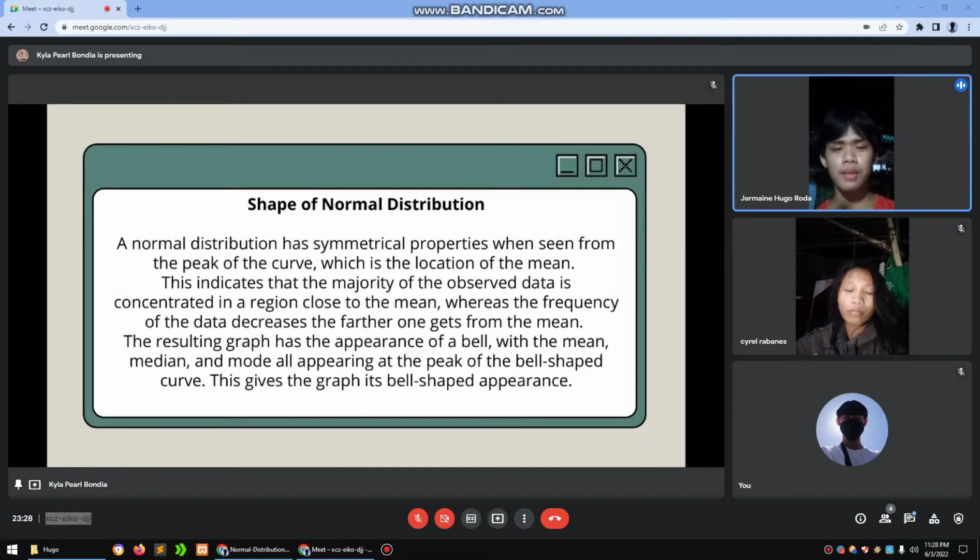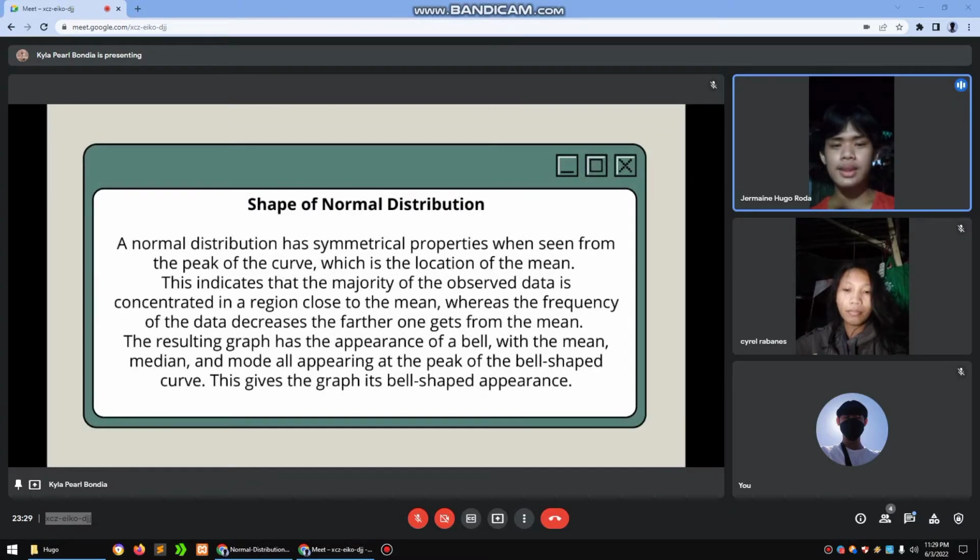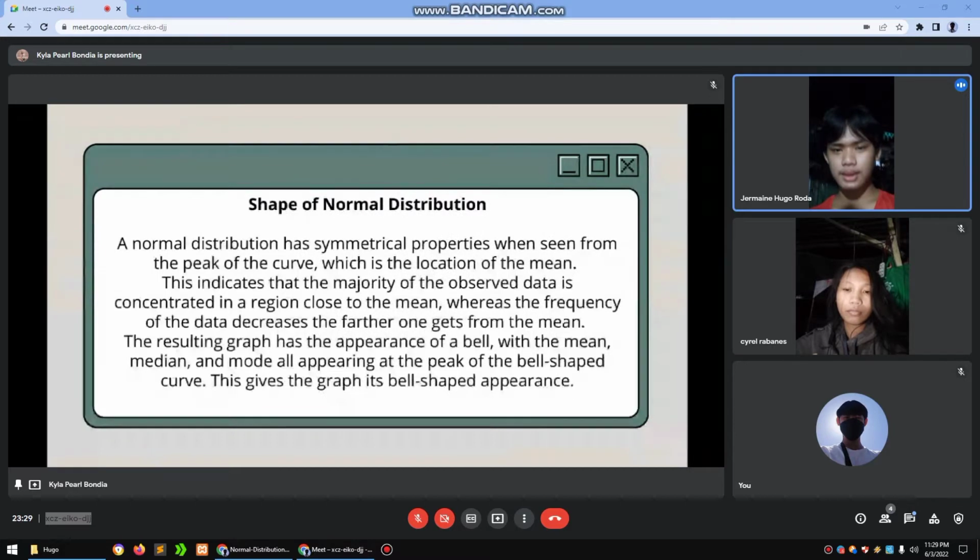Shape of normal distribution. A normal distribution has symmetrical properties when seen from the peak of the curve, which is the location of the mean. This indicates that the majority of the observed data is concentrated in a region close to the mean, whereas the frequency of the data decreases the farther one gets from the mean. The resulting graph has all the appearance of a bell, with the mean, median, and mode all appearing at the peak of the bell-shaped curve. This gives the graph its bell-shaped appearance.